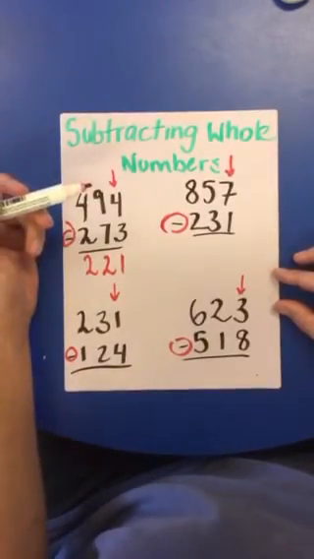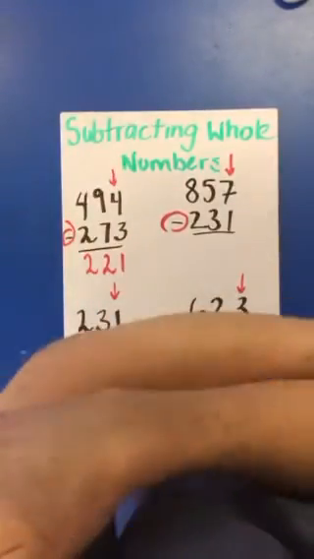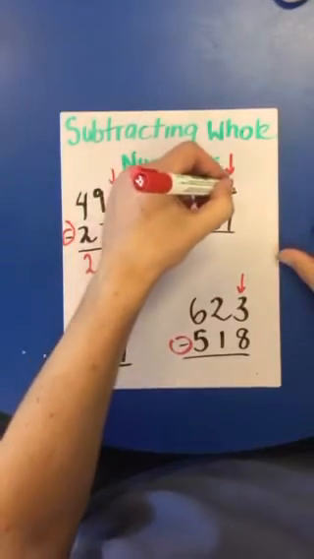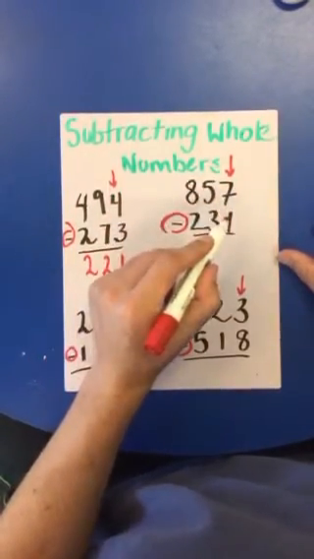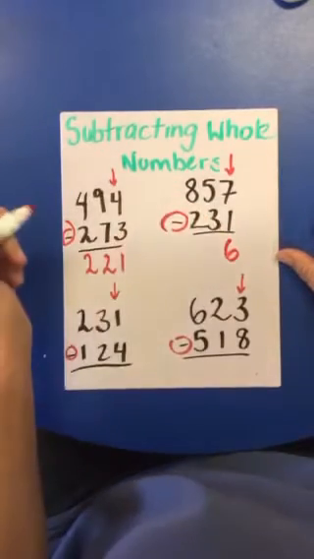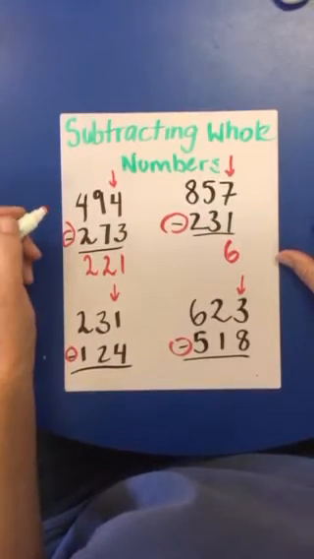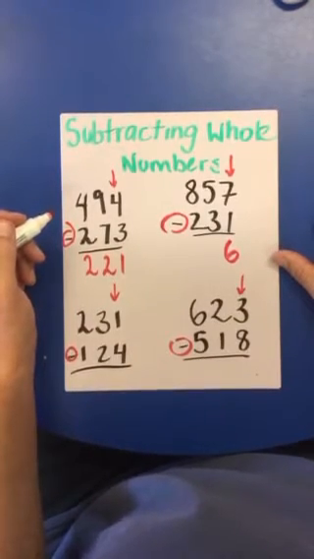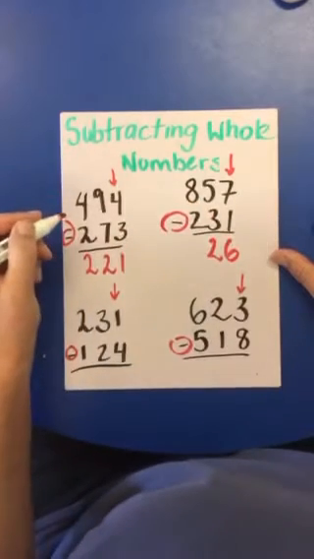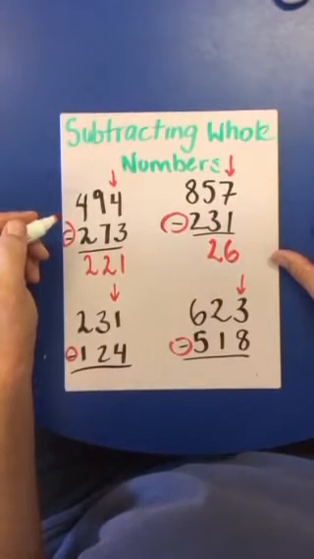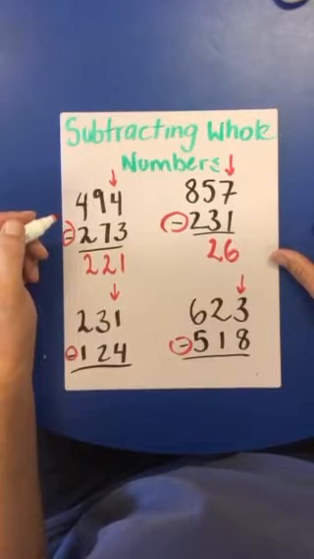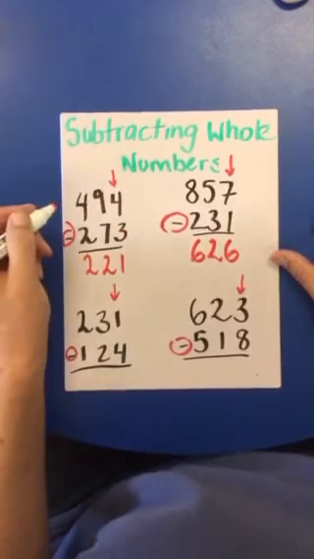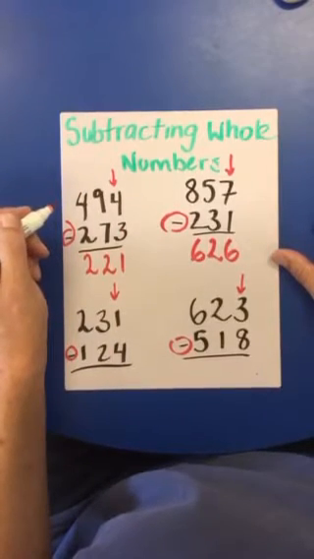Question number 2. 857 take away 231. 7 take away 1 leaves me with 6. Move over to the tens column. 5 take away 3 equals 2. 800 take away 200 equals 600. 626.